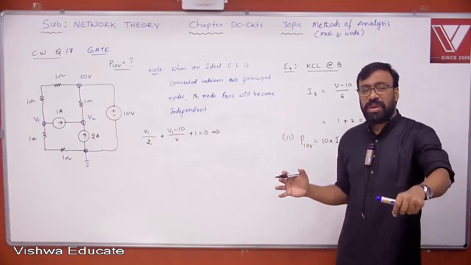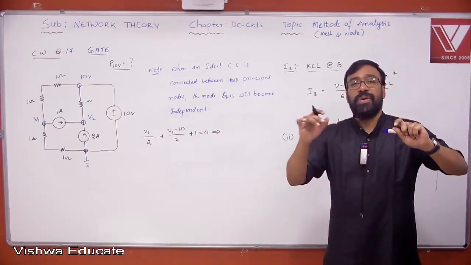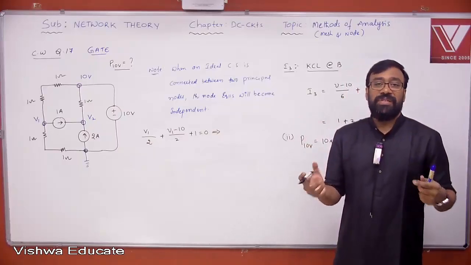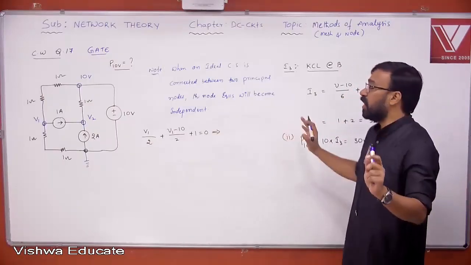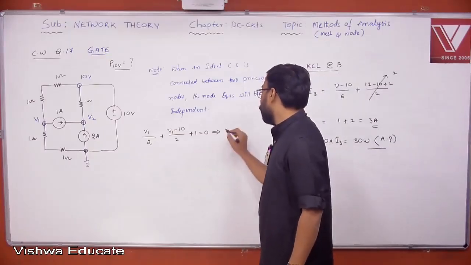In a given network, you can easily identify that. When there is a current source between the two principal nodes, you are lucky because the equations will be easy to solve. There is no need to go for Cramer's rule. Look at this. Without Cramer's rule, I can find the V1 value.